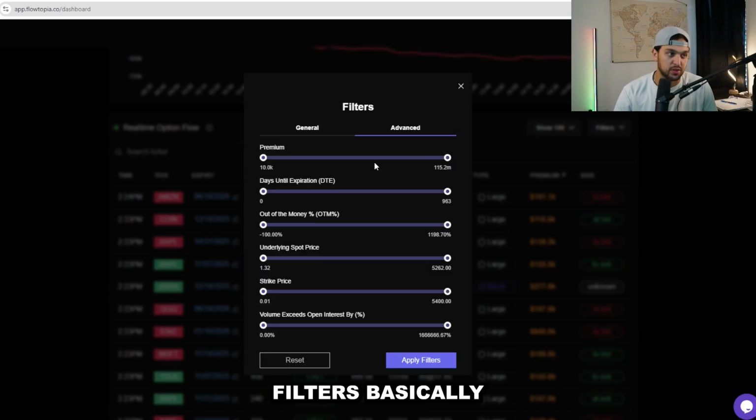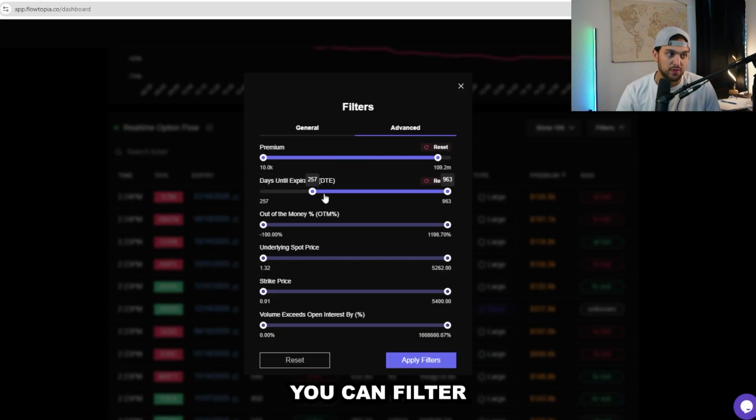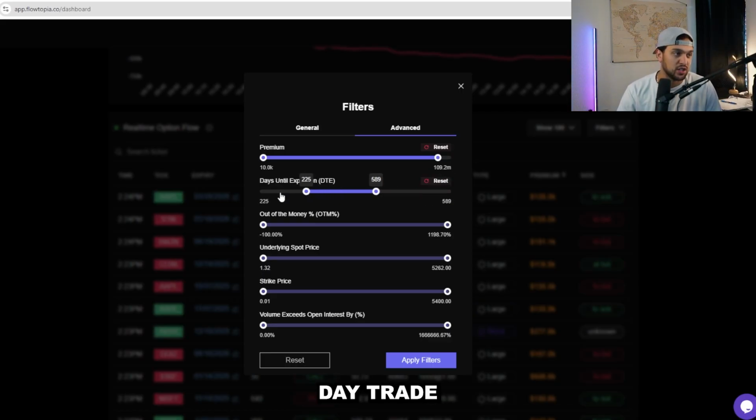All right, here's the advanced filters. Basically, these are all very understandable. There's scroll wheels where you can filter to the exact premium you want to see going into these contracts. Days until expiration, you can filter any time frame you want to see, whether it's a swing trade, investment, day trade. You can see literally 0 to 30 days, whatever it might be.